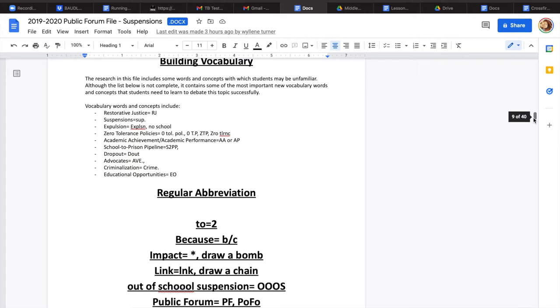Expulsion, we can say EXPLFN. So you can see we're mainly taking out the vowels when it comes to abbreviations, or we can just take the first letter of each main word to come up with the abbreviation. So you can go ahead and read the rest on your own. And if you have any other suggestions, go ahead and put them in the suggestion bar or in the chat, and I'll put them on the Google Docs so that we can all read them.